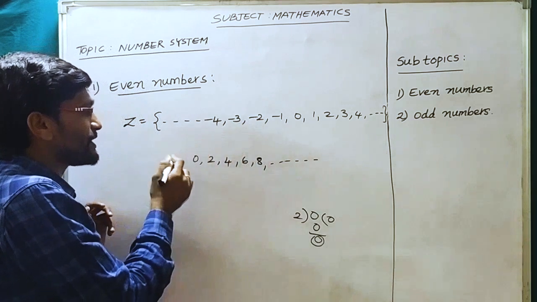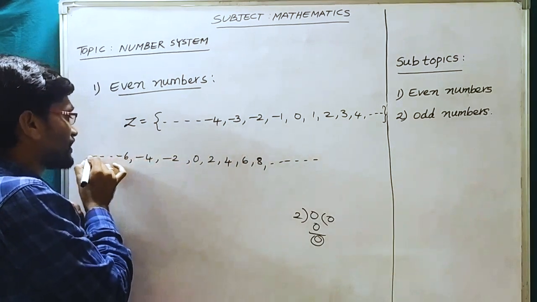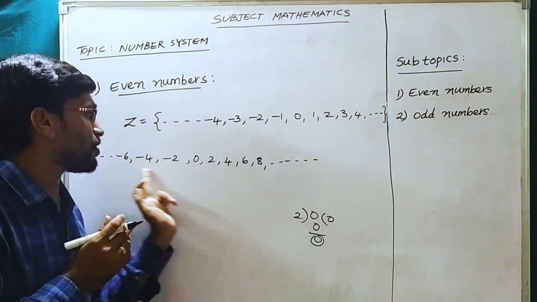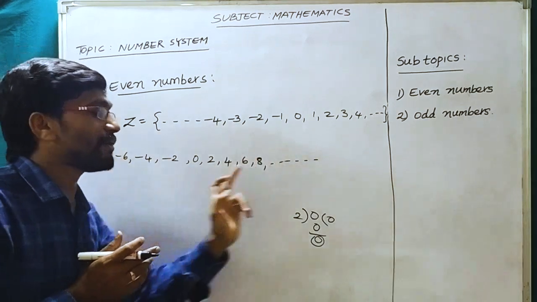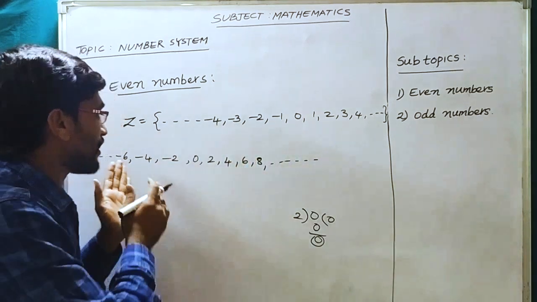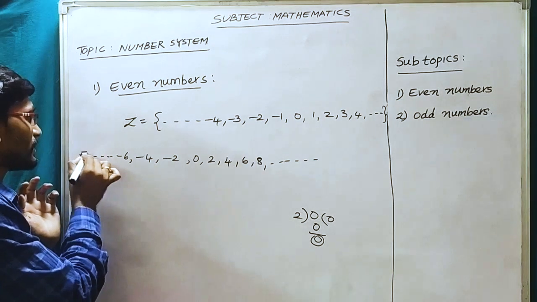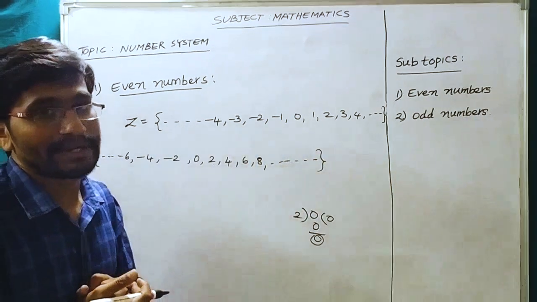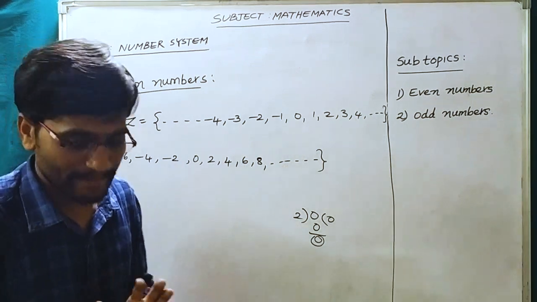Here in these negative integers -2, -4, -6 and so on, these are all exactly divisible by 2. Hence these are all called the even integers. This set of even integers is denoted by the capital letter E. Capital E. Set of even integers. Right?